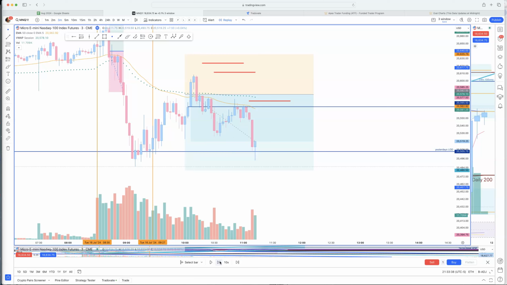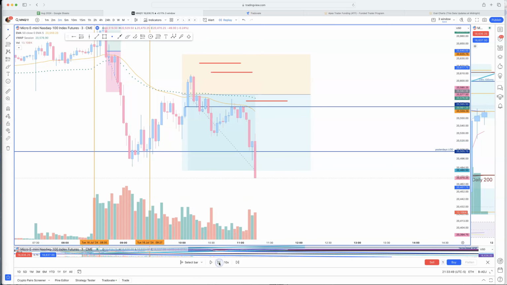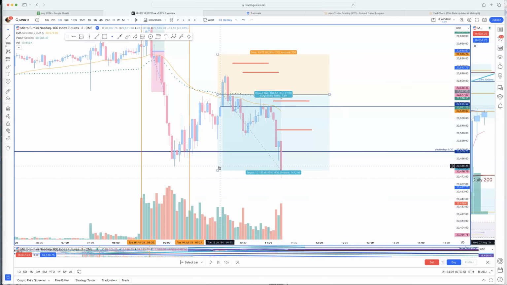Don't like that hammer candle right there. I don't like that hammer candle at this support. So we need to get below that, please. Okay, I will take that. Okay. So we got down there. I'm going to move this sucker. I'm moving this right there.